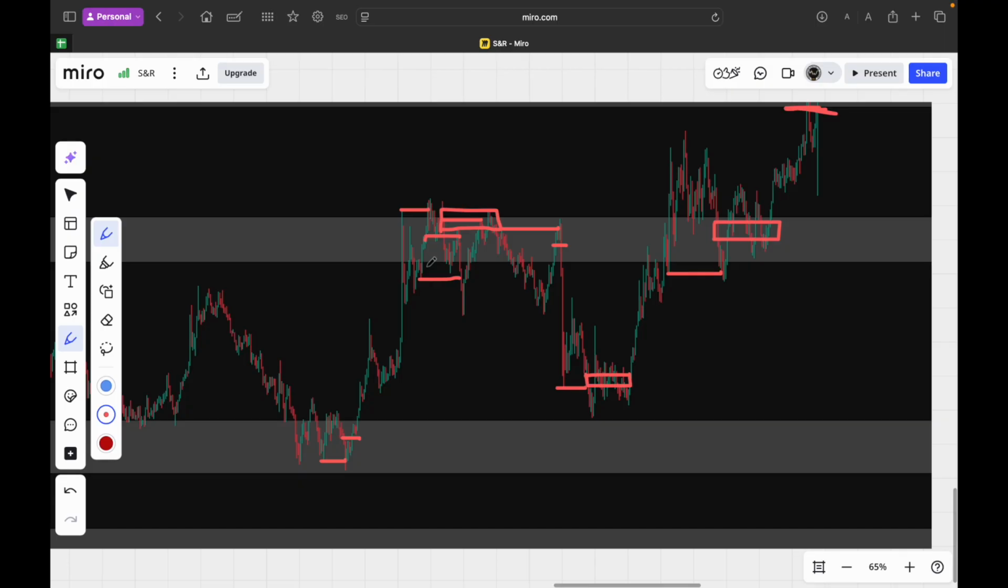Now, why does support and resistance matter? Support and resistance are crucial for one big reason. They guide your entries and exits.